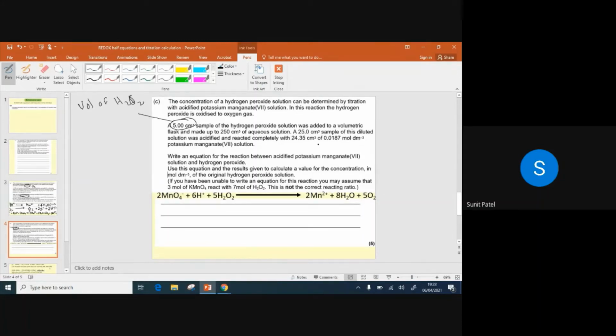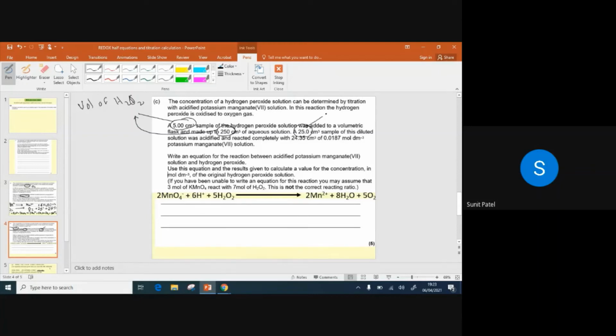There we go. And over this side, the next number along here is 250 cm cubed. So we made it up to 250 cm cubed. I want to join that to that one. So we started off with 5 cm cubed. We've added some acid to it, etc. And then we've actually increased the volume, because you can't titrate 5 cm cubed. So you need to make it up to a reasonable volume. And then, in fact, they've taken out 25 cm cubed.